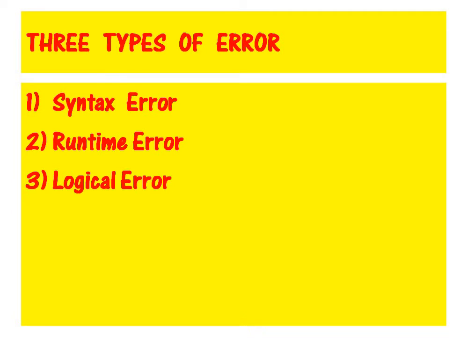There are three types of error which can be seen on screen. The first one is syntax error, the other one is runtime error, and the third one is logical error. Now let's see: first, what is the nature of this error? Second, how we detect the error, and third, how we find out and remove the error.